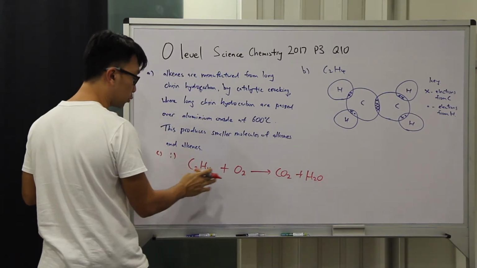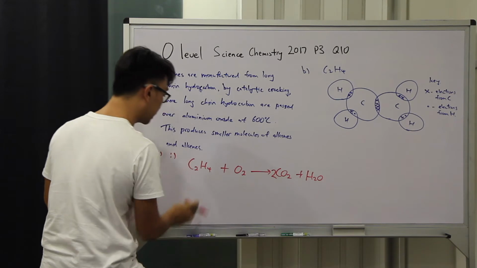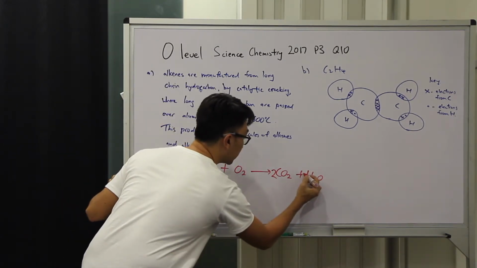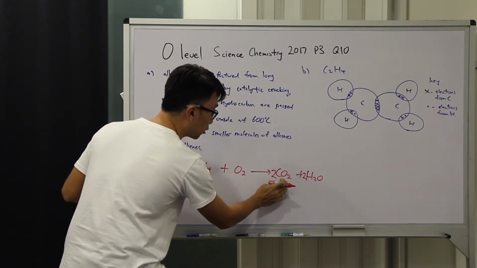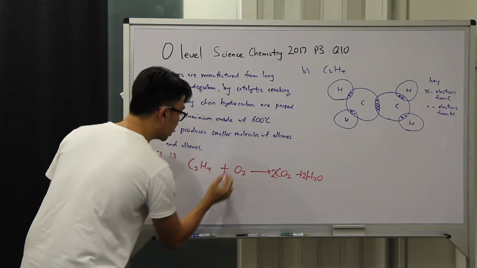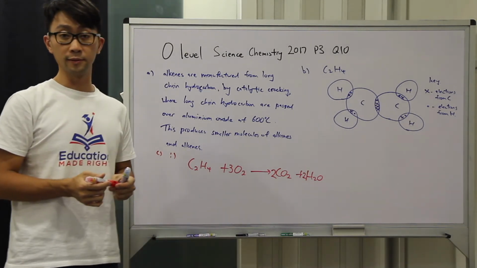Alright, so we have to balance this up. There's 2 carbon, so we'll need 2 of these. 4 hydrogens, so we'll need 2 of these as well. This will give us a total of 4 oxygen and 6 oxygen. So we'll need 3 of these. Alright, so this is the equation.